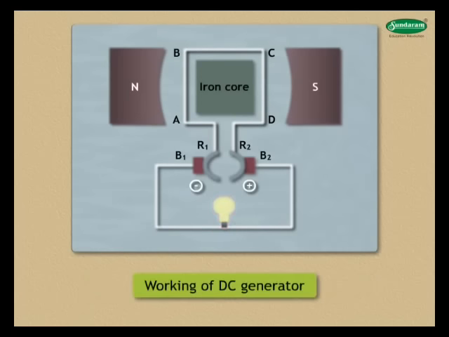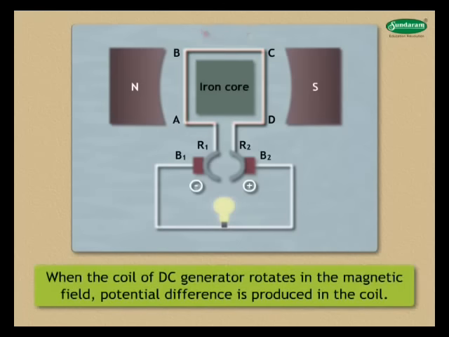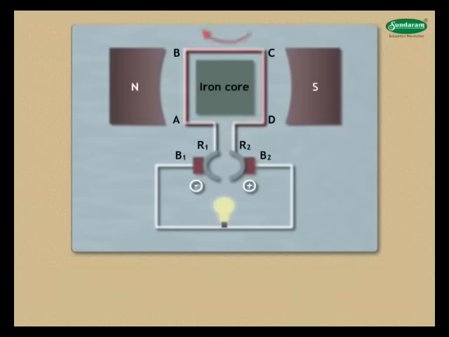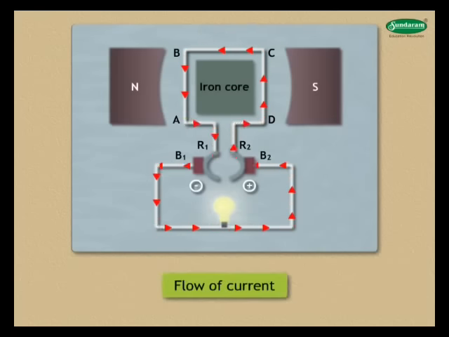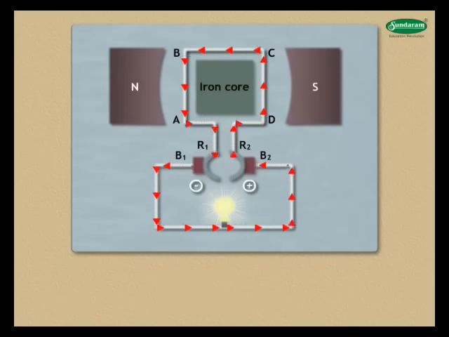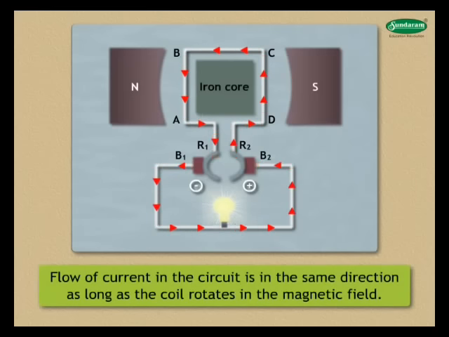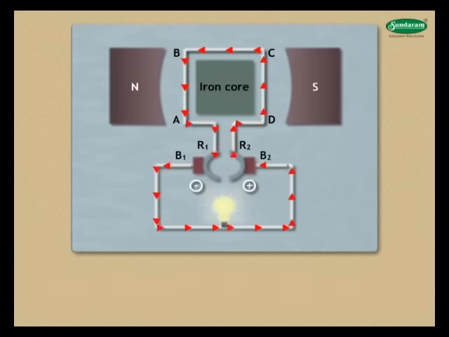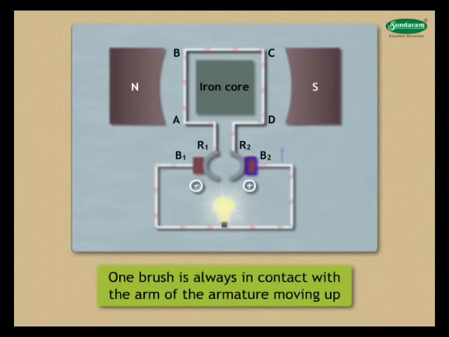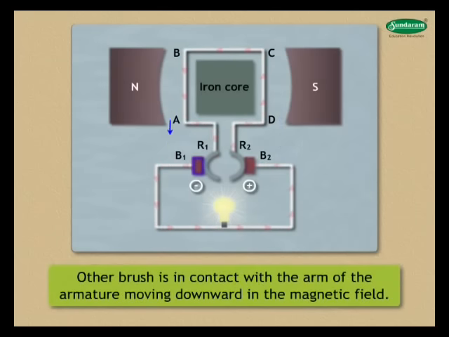Working of DC generator. When the coil of a DC generator rotates in the magnetic field, potential difference is produced in the coil. This gives rise to the flow of current. This is shown by the glowing of the bulb. In a DC generator, the flow of current in the circuit is in the same direction as long as the coil rotates in the magnetic field. This is because one brush is always in contact with the arm of the armature moving up, and the other brush is in contact with the arm of the armature moving downward in the magnetic field.